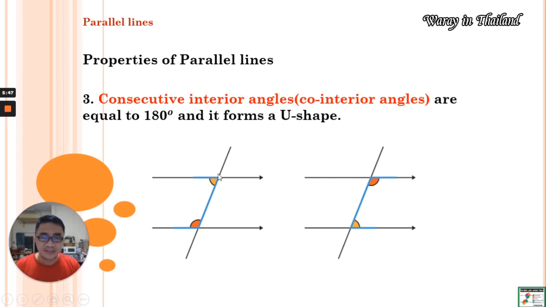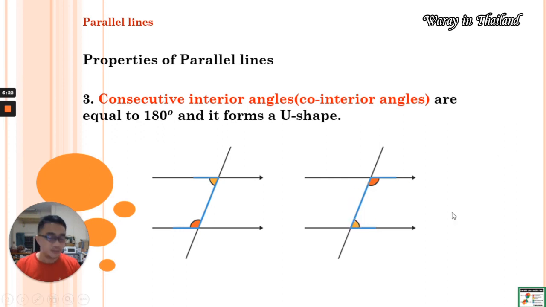Now we start with interior. Interior is the inside angles of the parallel lines. So on the same side of the transversal line, this angle plus this angle is equal to 180 degrees. They are on the same side of the transversal line, and it forms a letter U, you see? And the second one we have on the other side, on the right side. This angle plus this angle is equal to 180 degrees, and you will see that they are on the same side of the transversal line, and it forms a letter U also.